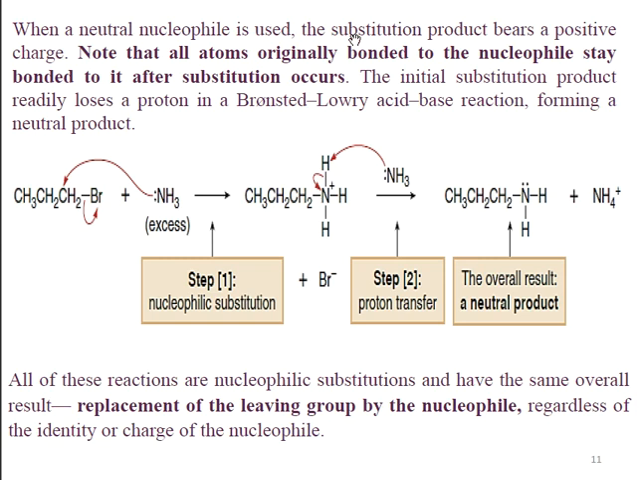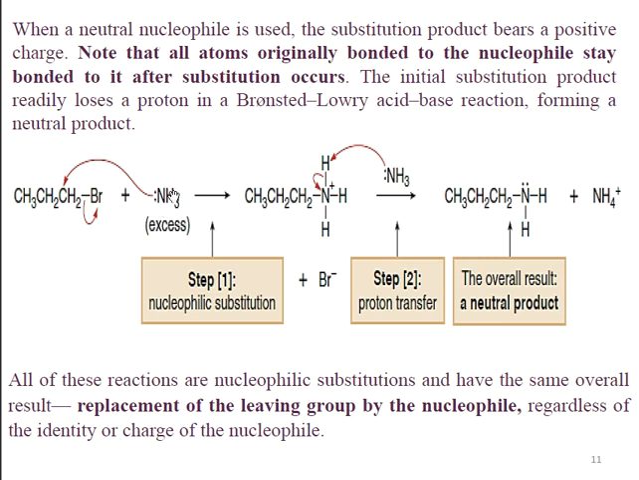There is an additional step in the reaction. Here we said when a neutral nucleophile is used, the substitution product bears a positive charge. That means we have a product with a positive charge, and the positive charge is not stable. For this reason, we have to remove the positive charge by removing one hydrogen. Note that all atoms originally bonded to the nucleophile stay bonded to it after substitution occurs.